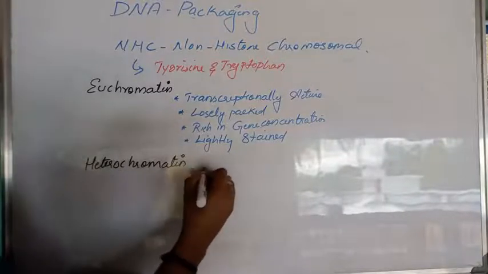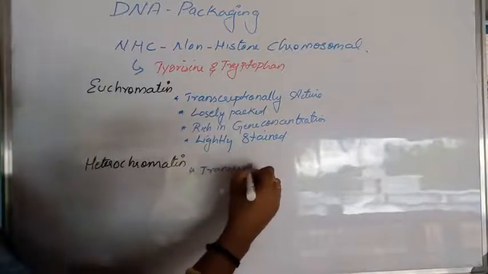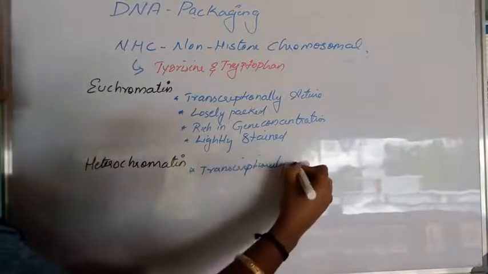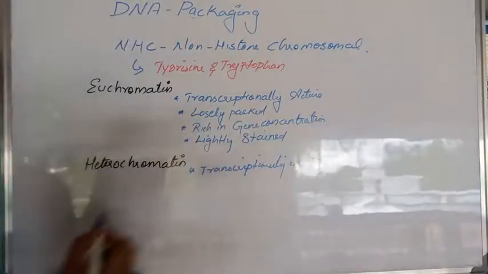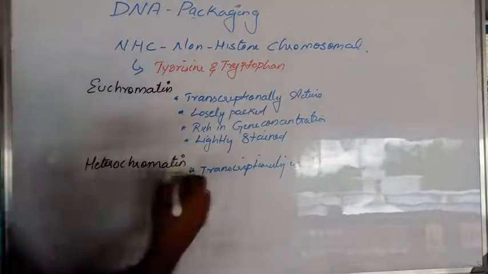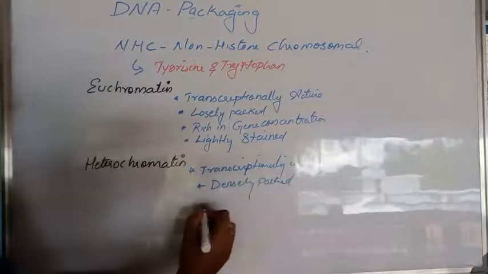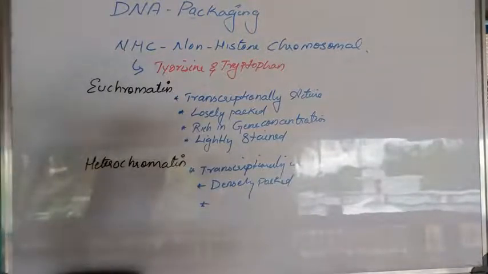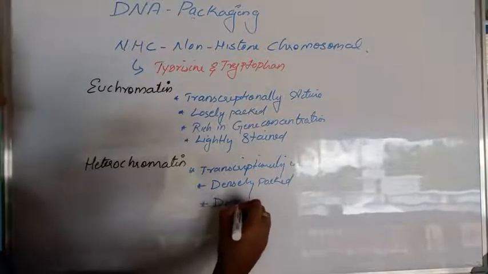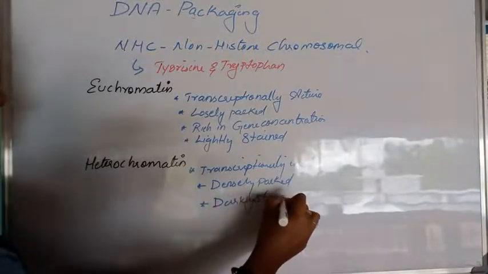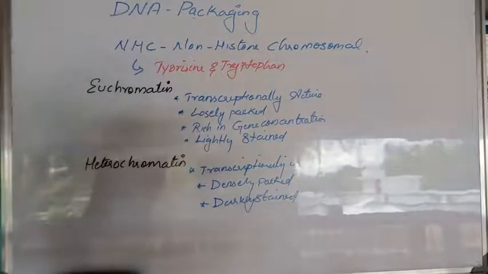Heterochromatin is the opposite: transcriptionally inactive, densely packed and darkly stained. Okay, so these are the two types of chromatin on the basis of packaging.